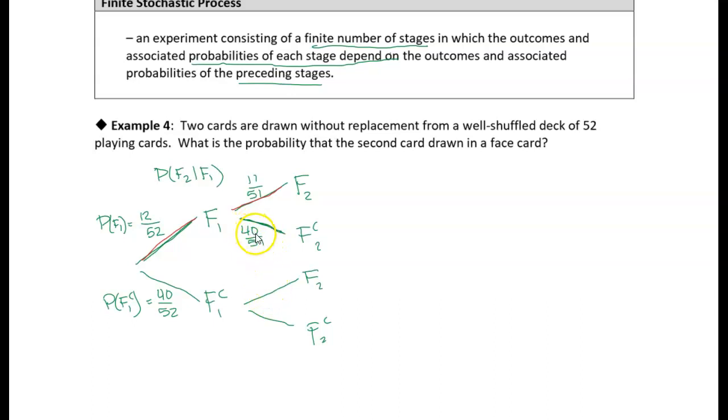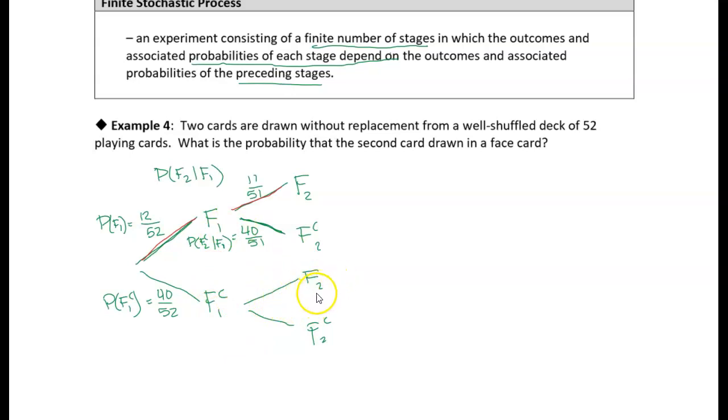So the probability of not drawing a face card on the second draw, given that we drew a face card in the first draw, is 40 out of 51. I could write that out: probability of F2 complement, given that F1 has happened, but that's 40 out of 51. Okay, now let's keep filling out this tree.